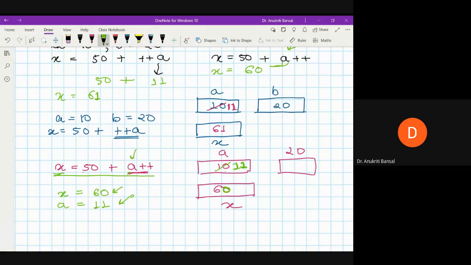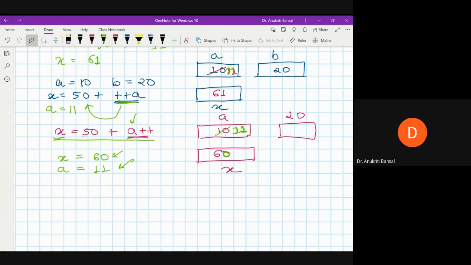happens in case of pre-increment operator. In this case, first the value of a will be incremented. So I have increased the value by 1 first, that is 11. Now this value will be used in the expression. So 50 plus 11, that is 61. So a is 11 and x is 61.